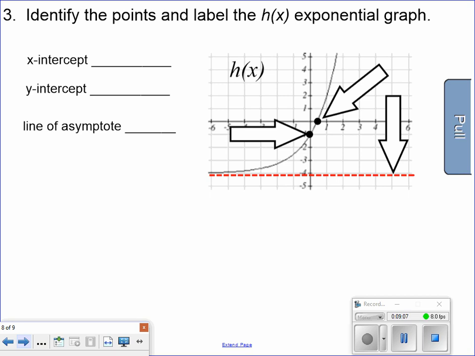Okay, looking at an exponential graph, again, we want to be able to identify the x and the y-intercepts. So remember that our x-intercept is right here, and that would be at 0.5, 0, or 1/2, 0. Our y-intercept is where it crosses the y-axis, so that would be at 0, negative 1. Remember that our line of asymptote is a line, so it should be written as an equation. We're looking at what line our graph approaches, and it appears to be approaching negative 4. So our line of asymptote would be y equals negative 4.